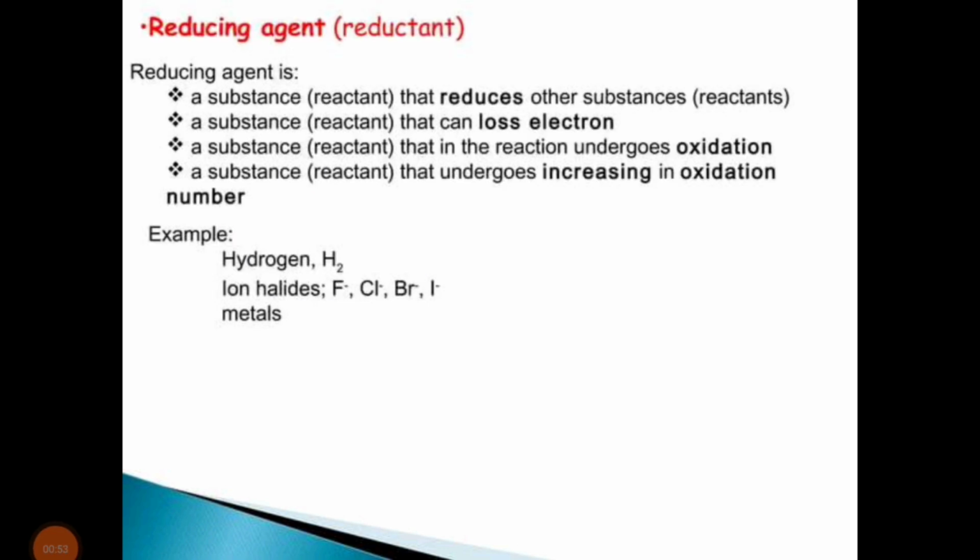A reducing agent is a substance or reactant that reduces other substances. It is a reactant that can lose electrons, a reactant that in a reaction undergoes oxidation, a reactant that undergoes an increase in oxidation number. Examples are hydrogen, iron, halides and metals.